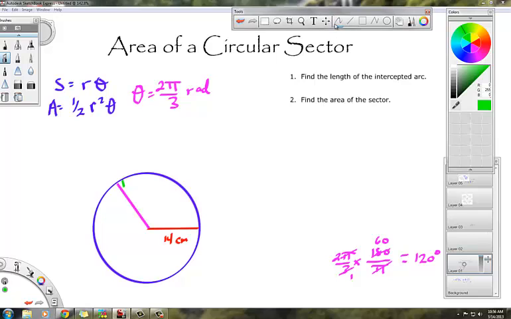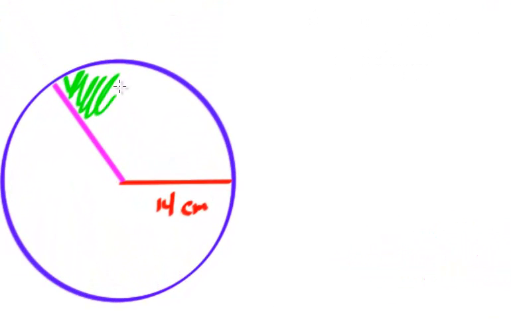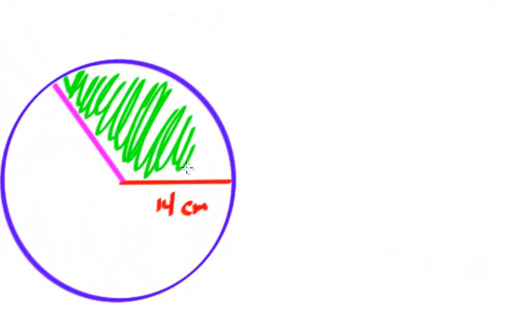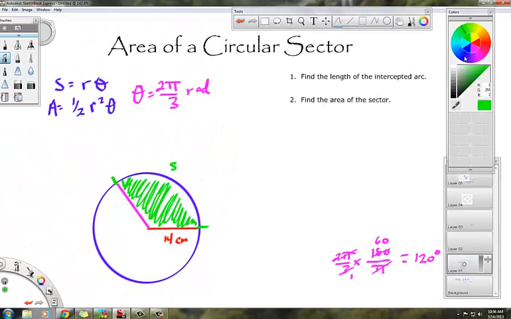Now what we're going to do is two things. We are going to find the area, that green region right there, which is called a sector. I'm also going to find the arc length, which is going to be called S, of this thing if you cut it from here to here, based on this angle being 2 pi over 3. So this is theta here. This is 2 pi over 3.